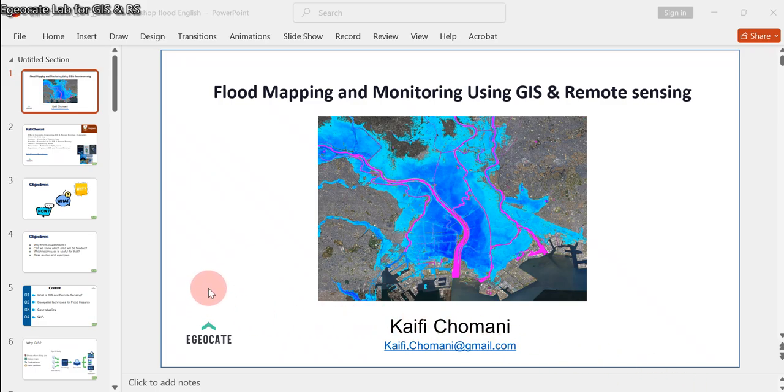Hello everyone and welcome to this seminar. In this seminar, we will focus on flood mapping and monitoring using GIS and remote sensing techniques.